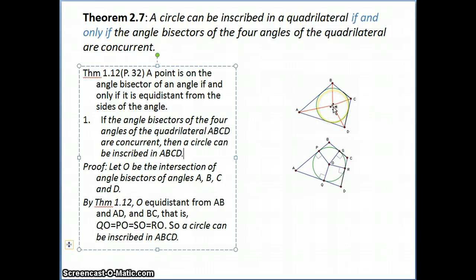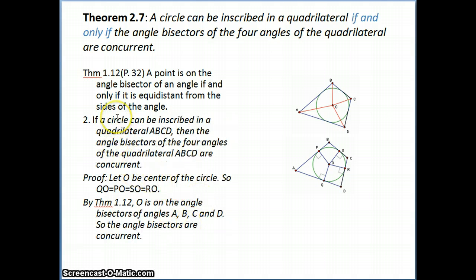So the distance from O to the four sides of the quadrilateral is the same. Look at the second picture: QO is equal to PO and SO and RO. So we can draw a circle with the radius equal to PO, QO, SO, RO, such that the circle is tangent to all four sides. So that's the sufficient condition. Now let's look at the necessary condition. The necessary condition is the converse statement of the sufficient condition.